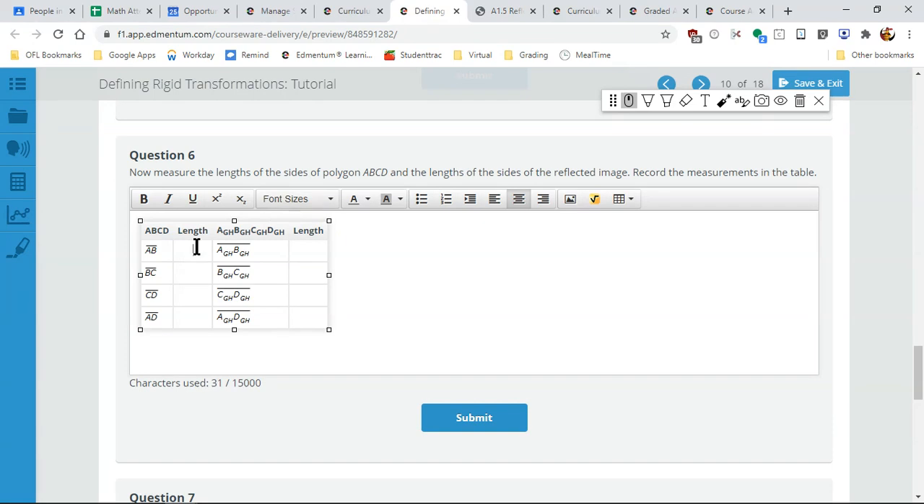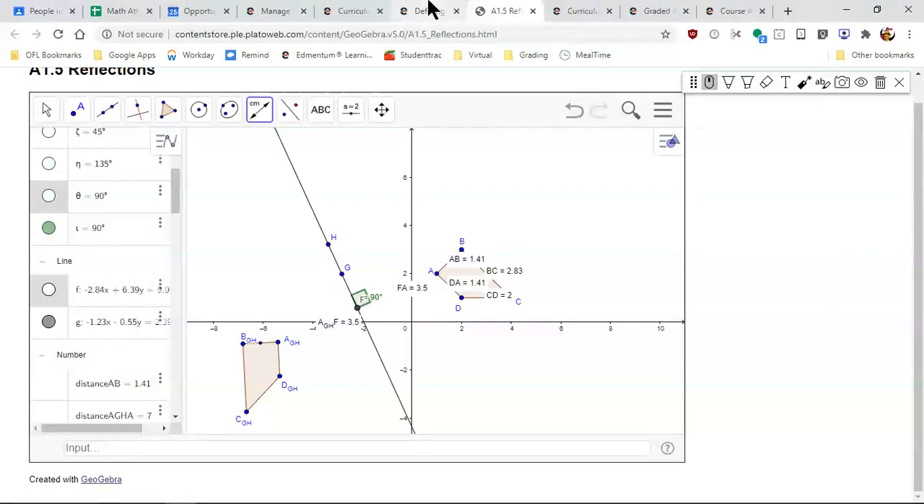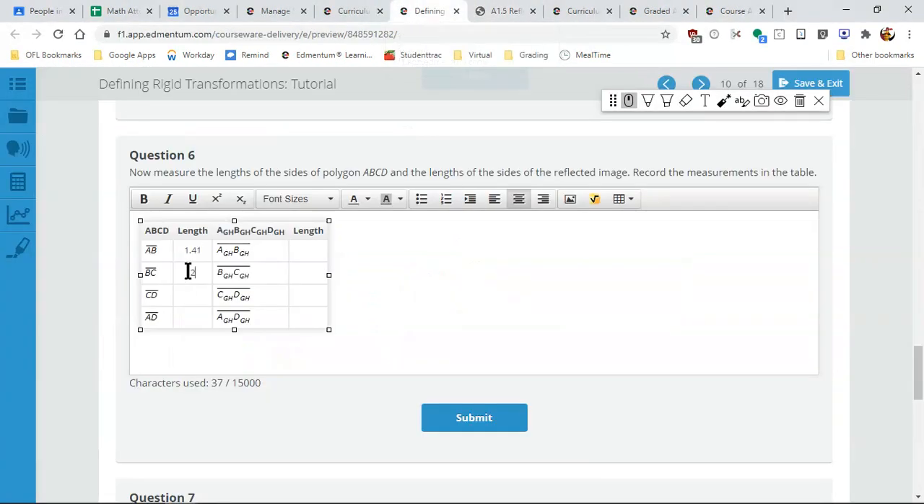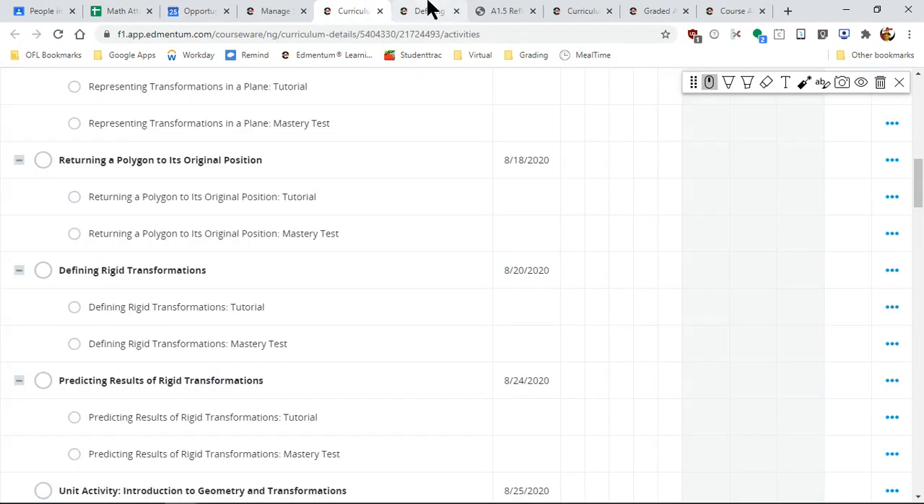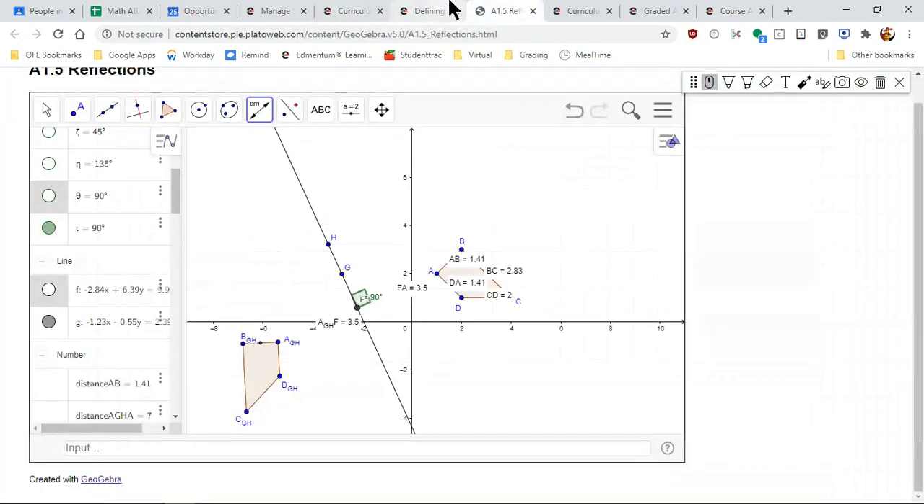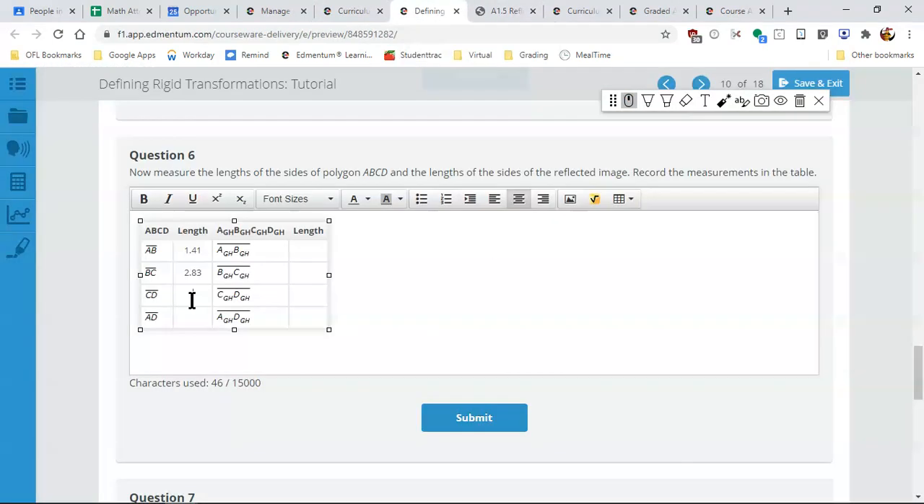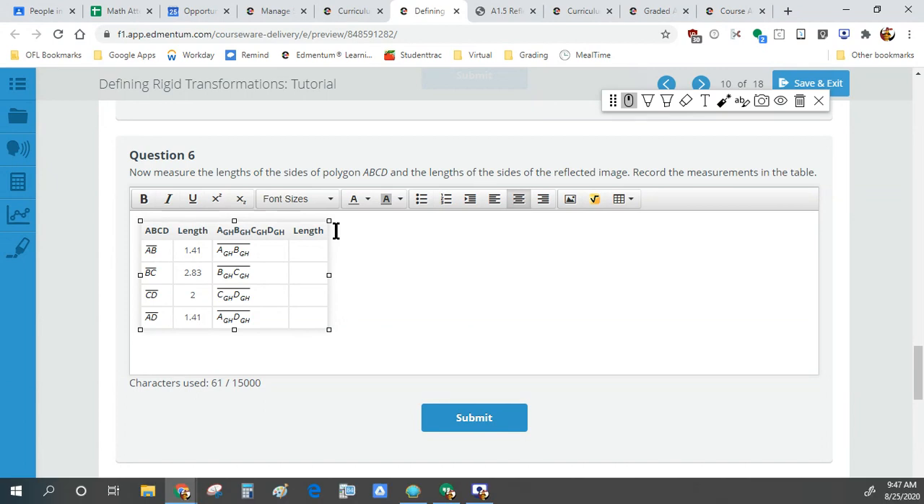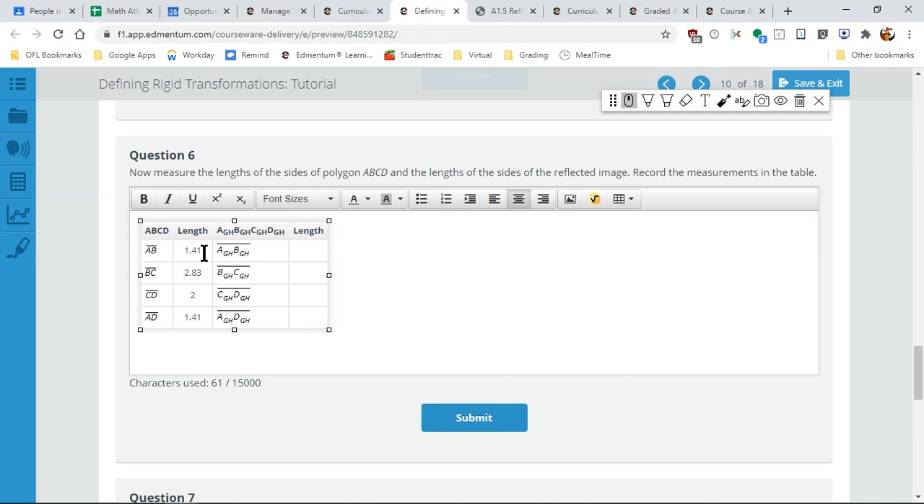So AB is 1.41, BC is 2.83, then 2 and 1.41, 2, 1.41. And we're just going to copy all of this again. Copy, paste. This I know is the same apparently. I can just type in a 2. And that's all you have to do.